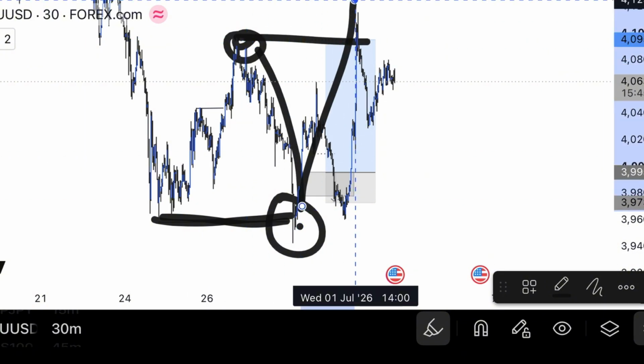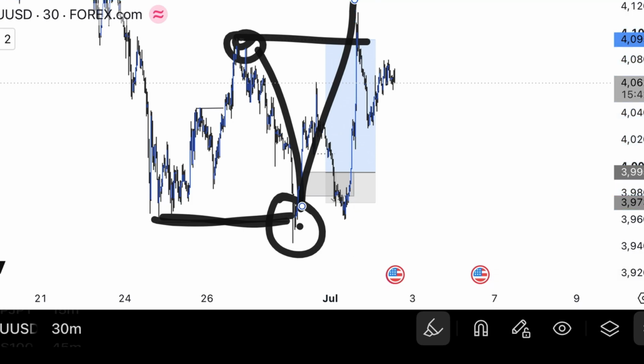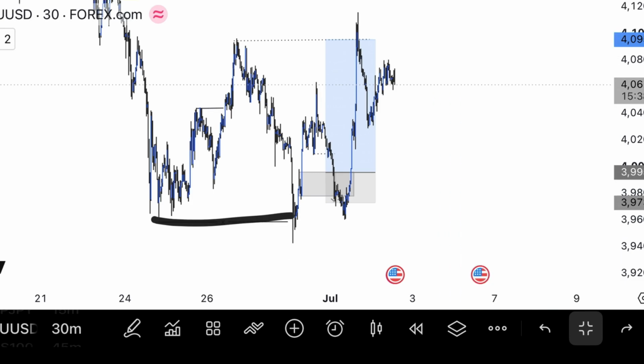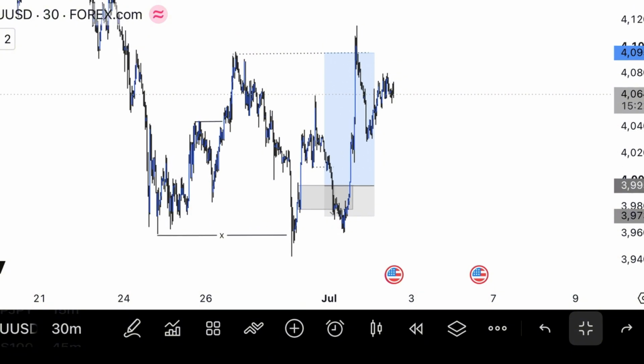Let me even show you when I dropped the trade, because I dropped it on my Telegram community. If you are not on my Telegram community, the link is in the description. Look at the trade here. I shared the trade on my Telegram community, and I said I was going to be buying from here, so that people can enter and risk appropriately. But guess what? I took a loss on this trade. Why? Because I ignored those two things I was saying.